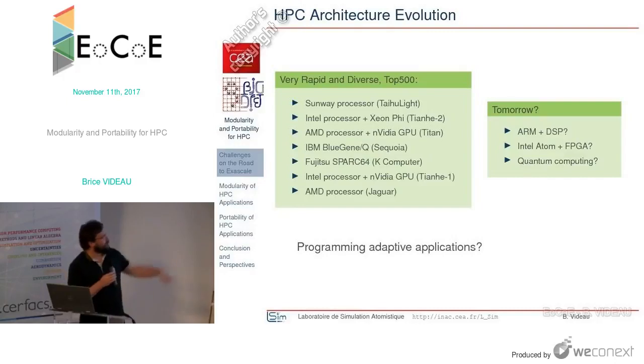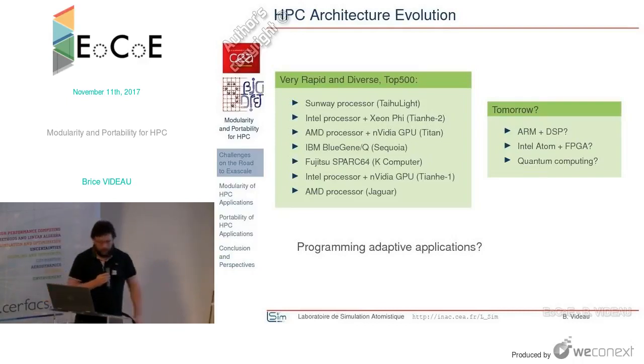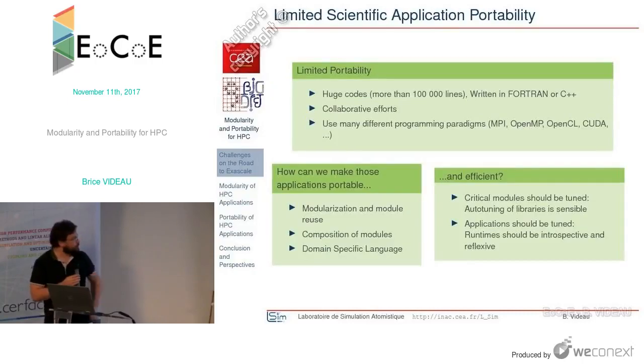And those are some guesses, just for fun, but ARM plus DSP and Intel Atom plus FPGA are something which could happen. Maybe not will, but could. So how should we program adaptive applications in order to be able to populate all those platforms?